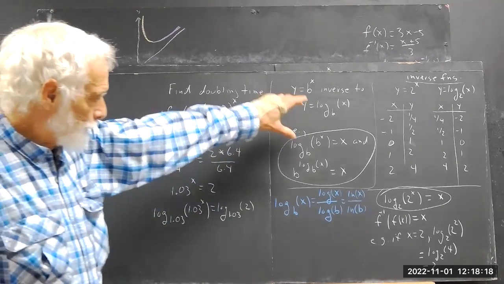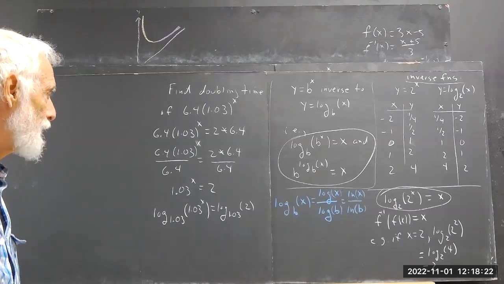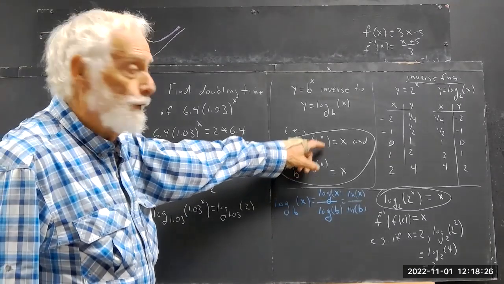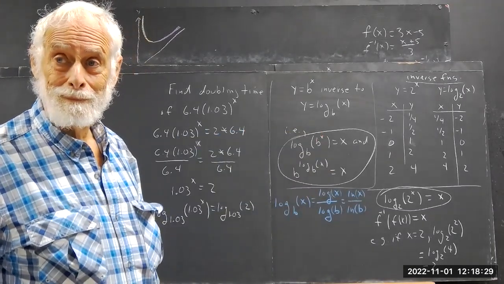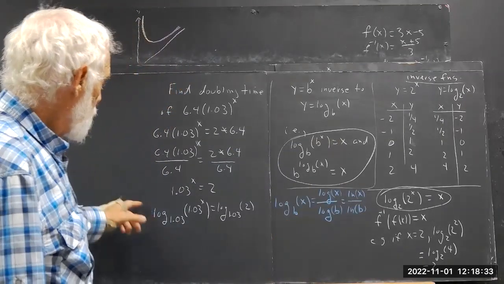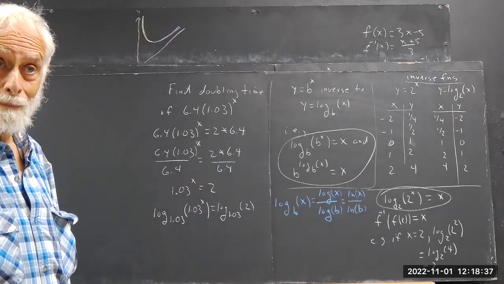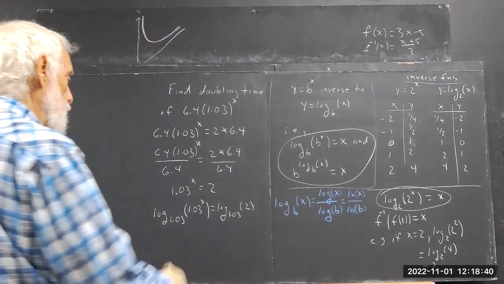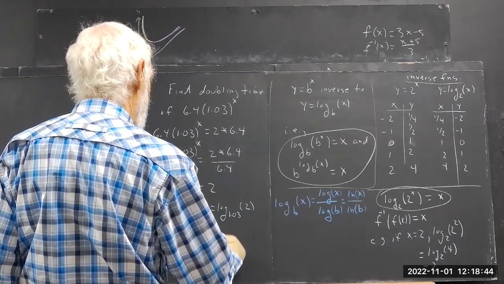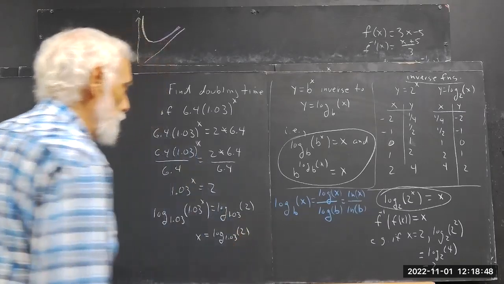Now you haven't digested this, but if you look over here, what's the log base b of b to the x? It's x because these are inverse functions. Well, log base 1.03 is inverse to the 1.03 to the x function. So this tells us that x equals log base 1.03 of 2.